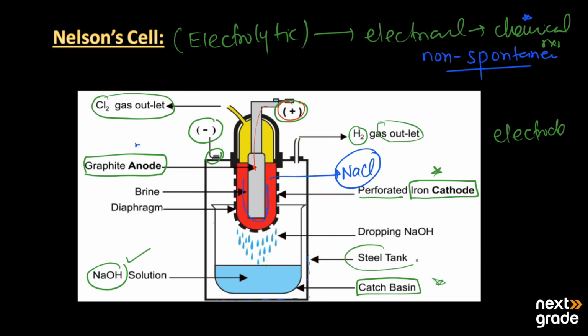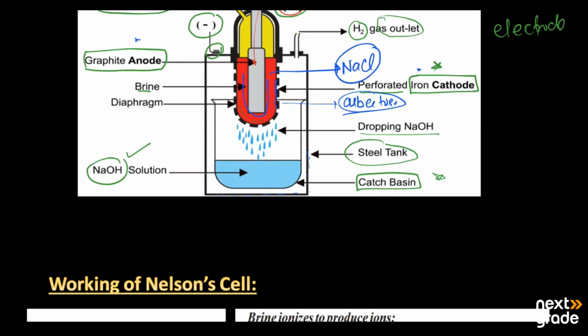Basically, the Nelson cell is a steel tank. Here we take the brine, and this is also called a diaphragm cell. This diaphragm cell is also covered with a chemical called asbestos. Now the question arises: why is it covered with asbestos? The electrolyte brine is present inside the iron, so it should not react with the iron. We have to cover it with a chemical which is asbestos, chemically inert towards the brine. So this is a simple Nelson cell.